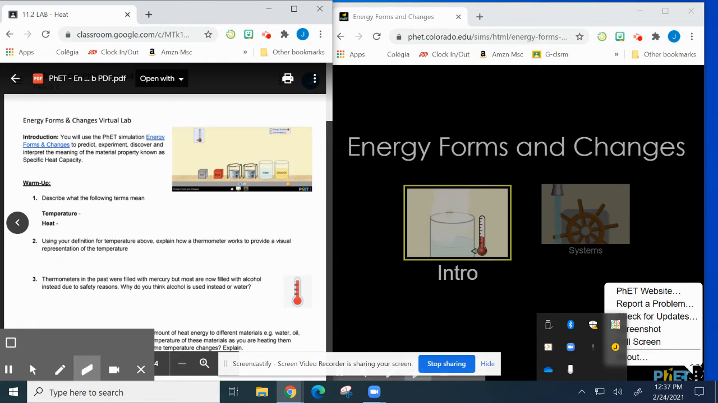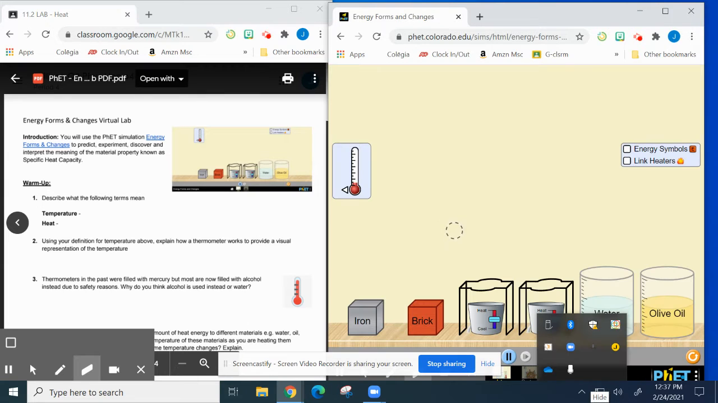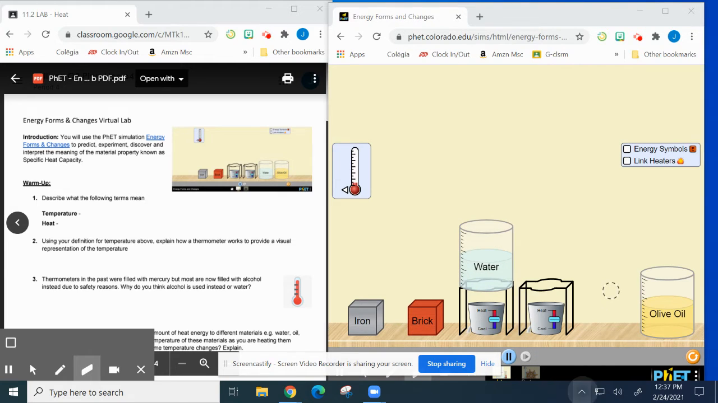Using your definition for temperature above, explain how a thermometer works to provide a visual representation of the temperature. So what happens with a thermometer? It doesn't say to go in here yet, but I'm going to go in here anyways. So we're going to put the water right there. I'm going to drop that. Okay, so when you have a thermometer and you put it into a liquid, well, we'll put it in the liquid since we have the capability to.